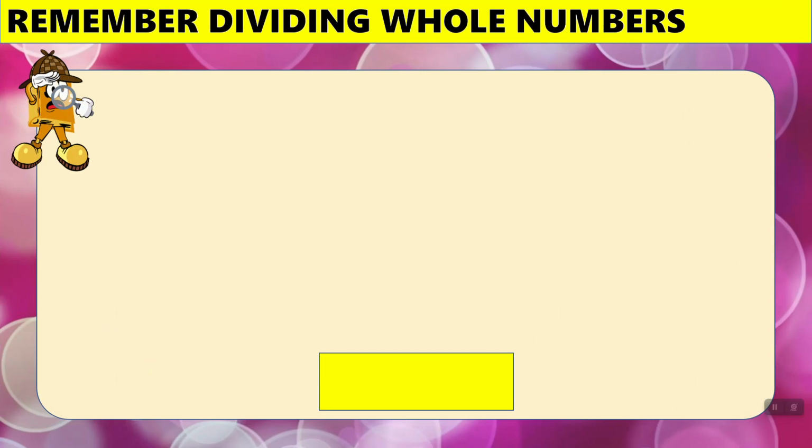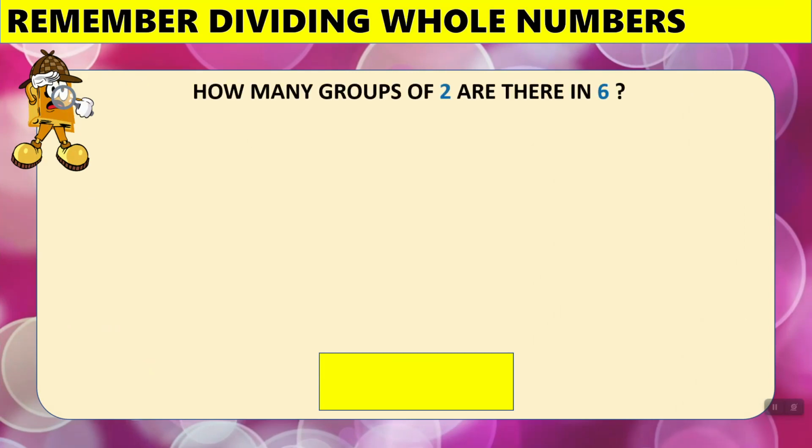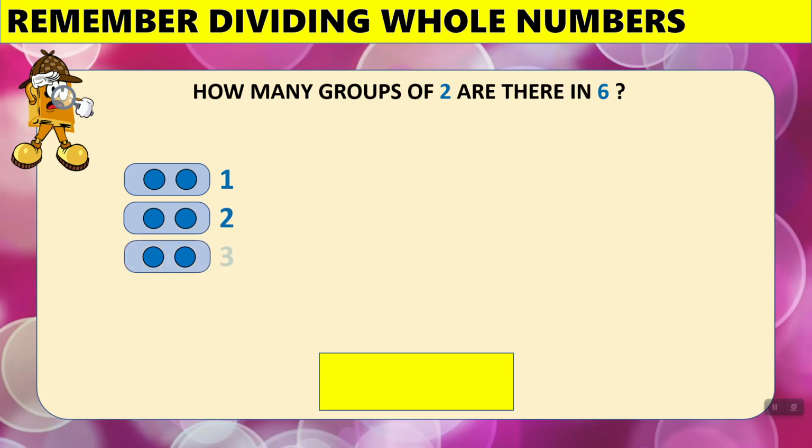And now let's think back to when we did division with whole numbers. How many groups of 2 are there in 6? And so here is 2, 4, 6. And we want to know how many groups of 2 can we make out of these 6 blue circles. Well, here is a group of 2, so that's one group. Here is a group of 2, that's another group, that's 2 groups. Here is another group of 2, that's a third group. So we have 3 groups of 2 in 6.